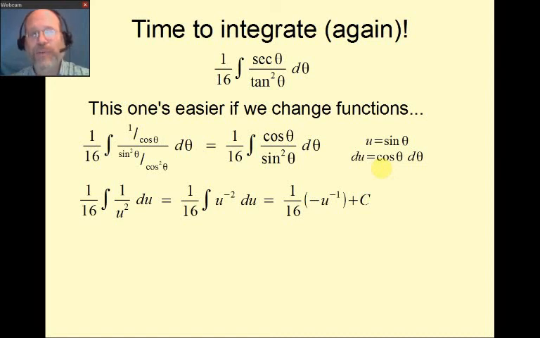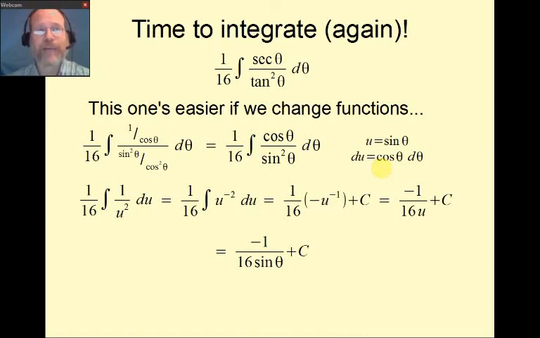It's in terms of u though, but I know what u is. u is the sine of theta. So I get negative 1 over 16u plus c. That's negative 1 over 16 sine theta plus c. That looks pretty good. I've integrated. Oh, wait.